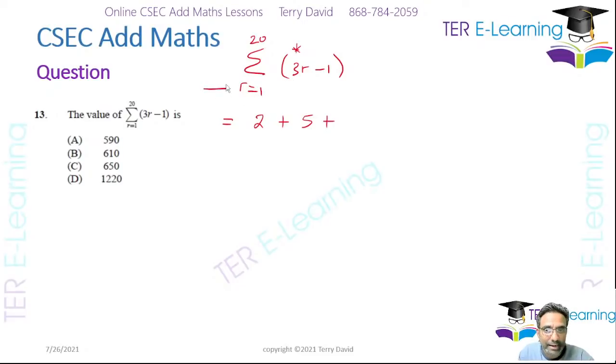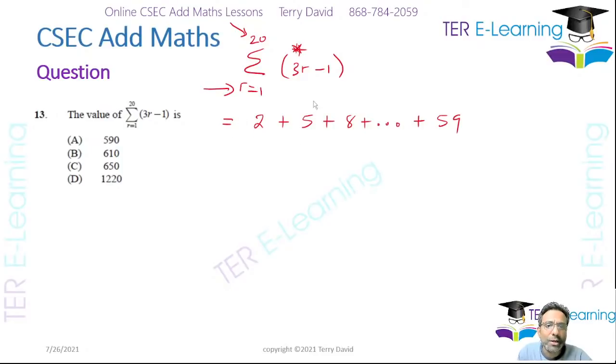So we're going to substitute 3 into it. Now this here, r equal 1 is my starting point, and this is my ending point, in terms of what I'm going to substitute into this expression. So if I substitute 3 into it, 3 3s are 9 minus 1, that's going to give me 8 plus dot dot dot. And the last term, when I substitute 20, 3 by 20 is going to give me 60. 60 minus 1 is going to give me 59. So that's what we have here.